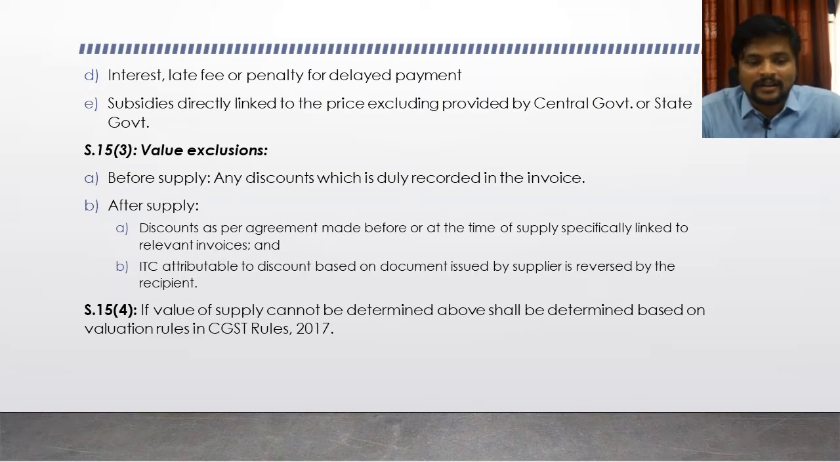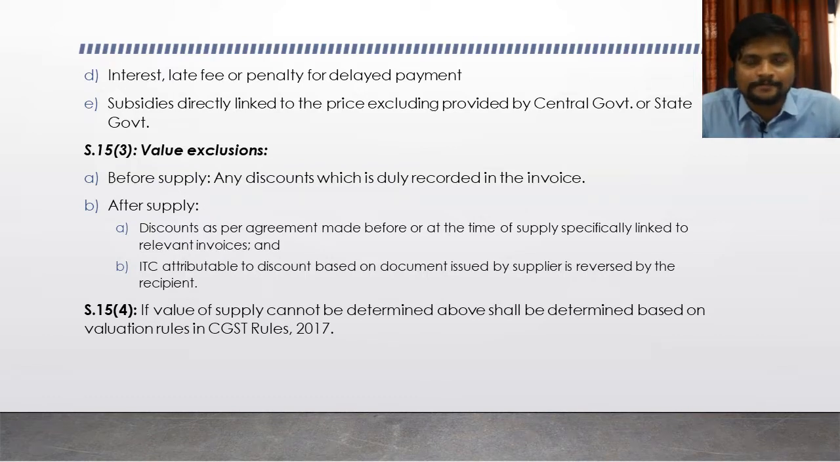So now what is the condition? What does this provision say? The recipient of supply has to reverse that input tax credit. He has to reverse that input tax credit to the extent of what amount? To the extent of this discount amount. Whatever amount pertains to this discount, it has to be reversed by the recipient from the input tax credit available to him. If these two conditions are satisfied, then the discount provided even after the supply is completed can be excluded from the valuation. Only these two items are provided by the Act itself as the exclusions from the valuation.